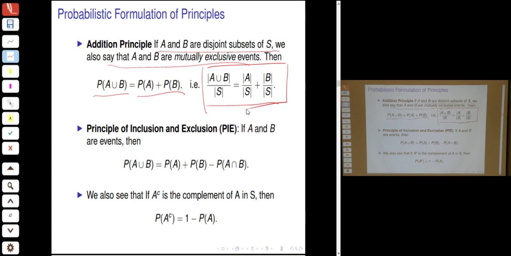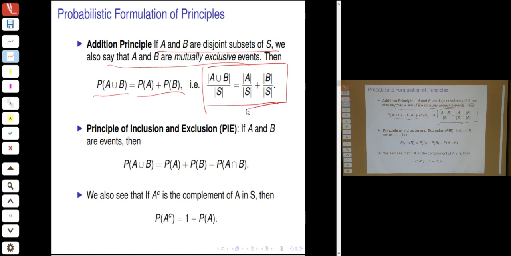For example, a day may be sunny, rainy, or cloudy, and you are looking at the probability of the event that the day is either sunny or rainy. Definitely sunny and rainy cannot occur together. So these are disjoint events, and these are examples of disjoint events.